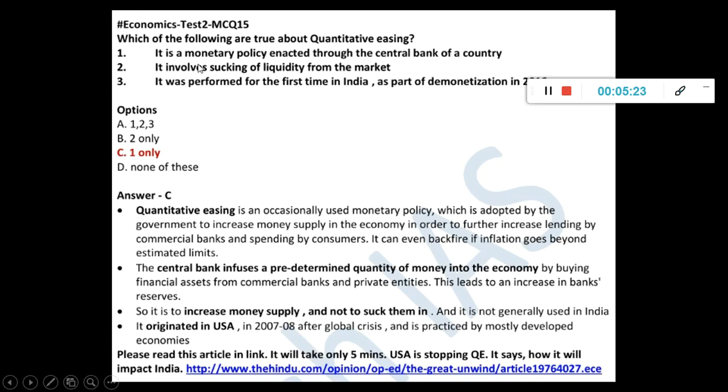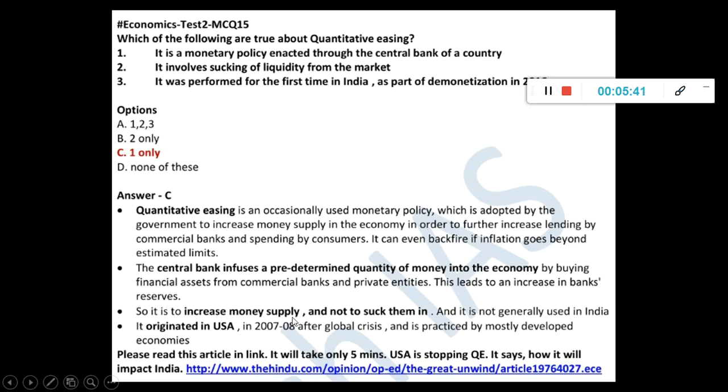Okay. So the second statement is false. It is involving sucking of liquidity. That is wrong. Then it is a monetary policy enacted through the central bank of a country. That is true. And then the central bank infuses a predetermined quantity of money into the economy by buying financial assets from commercial banks and private entities. This leads to an increase in banks' reserves.